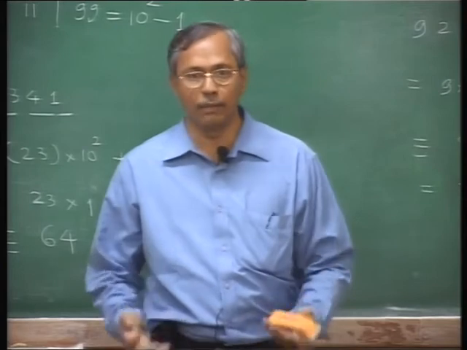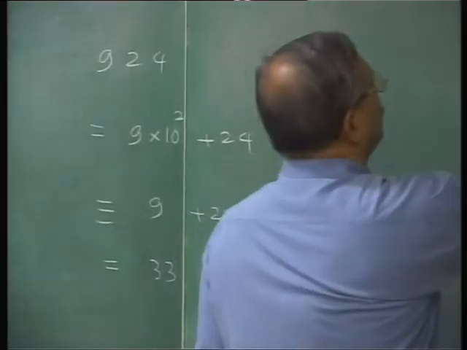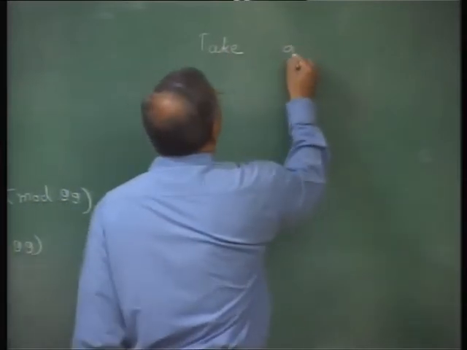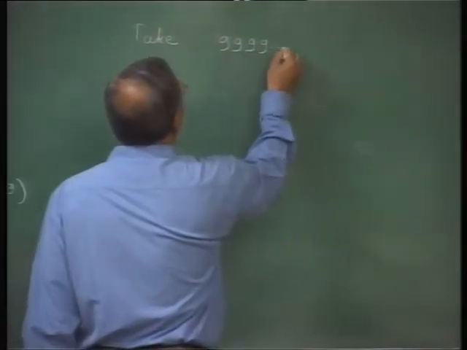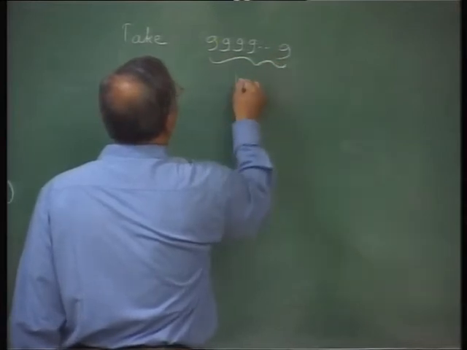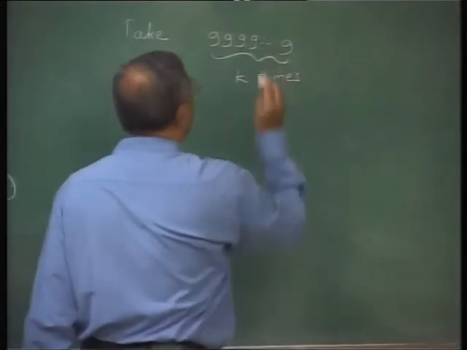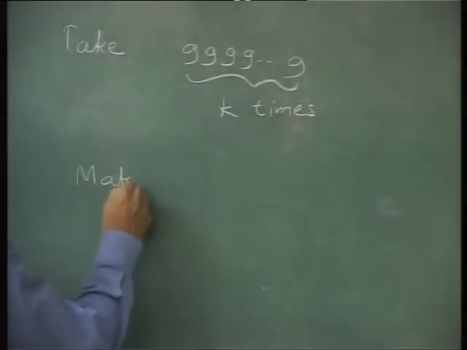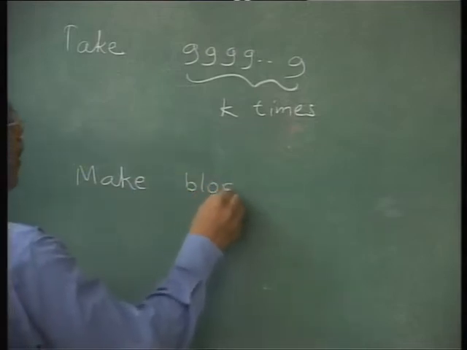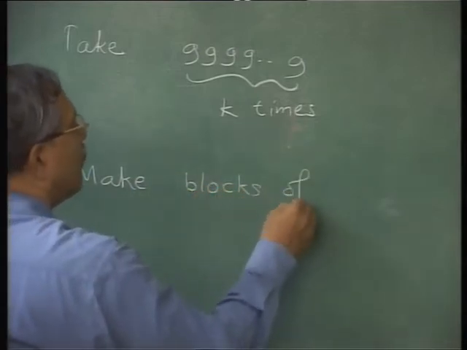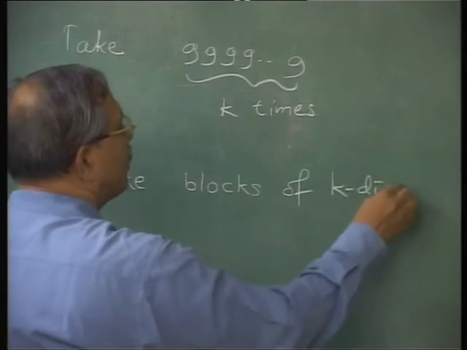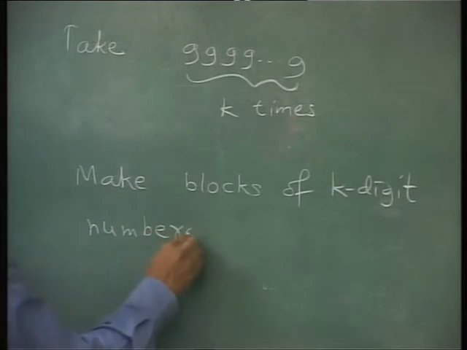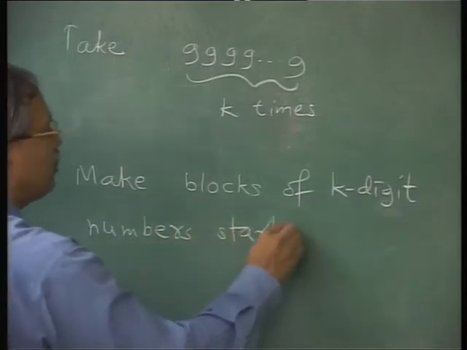In a similar manner, more generally we can take 9999 k times. Make blocks of k digit numbers starting from the right.